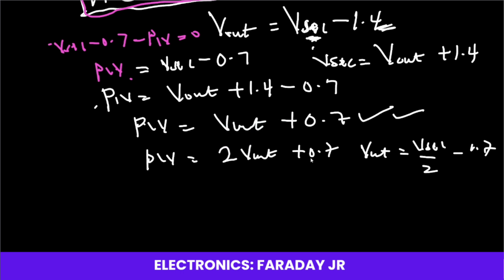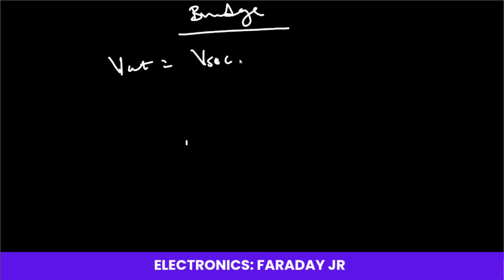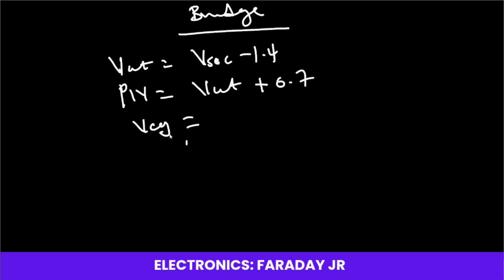So here, let's now get a summary of our formulas. Now get the summary of what our voltages are. For the bridge type, the output voltage is given by the V secondary minus 1.4, and that of the peak inverse voltage is equal to V out plus 0.7. And then finally we have the average voltage, which of course we've discussed more on, and it's always equal to twice the peak voltage, all divided by pi.